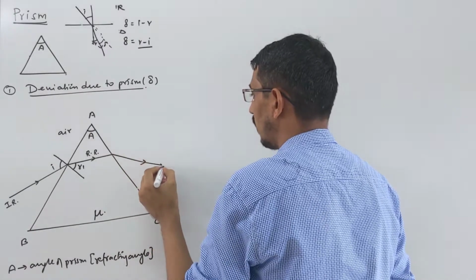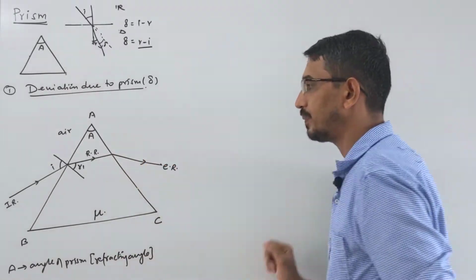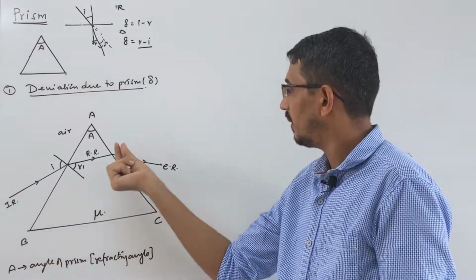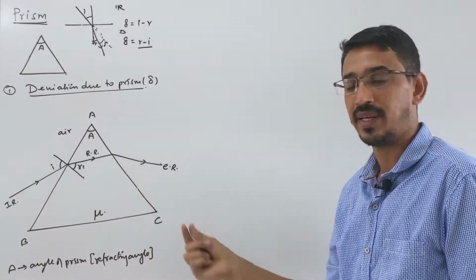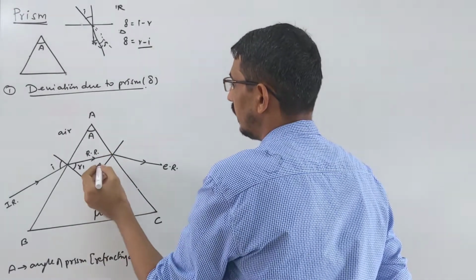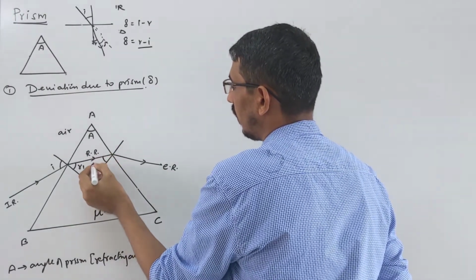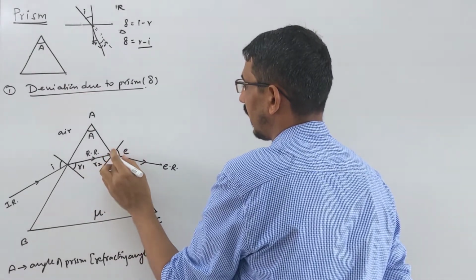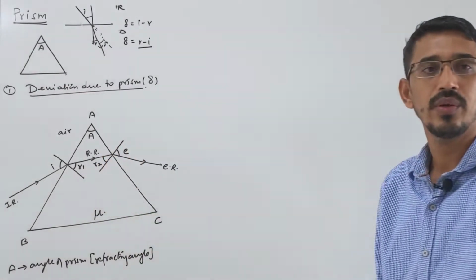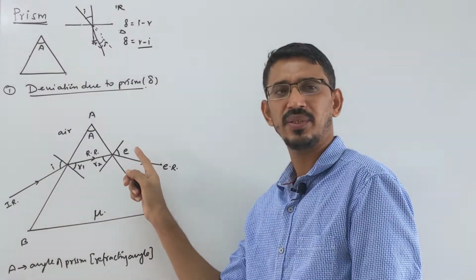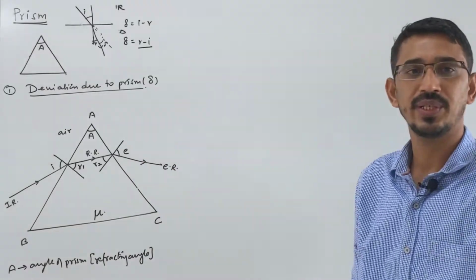Okay, this is called the emergent ray, ER. Correct? Three names are becoming: incident ray, refracted ray, and what, emergent ray. So if you draw a normal here also, then we can write the angle. This is called angle of refraction 2. This is called angle of emergence or emergent angle, E. Correct? Angle of incidence, this is also actually an angle of incidence, but we are calling it angle of emergence. Okay, E.